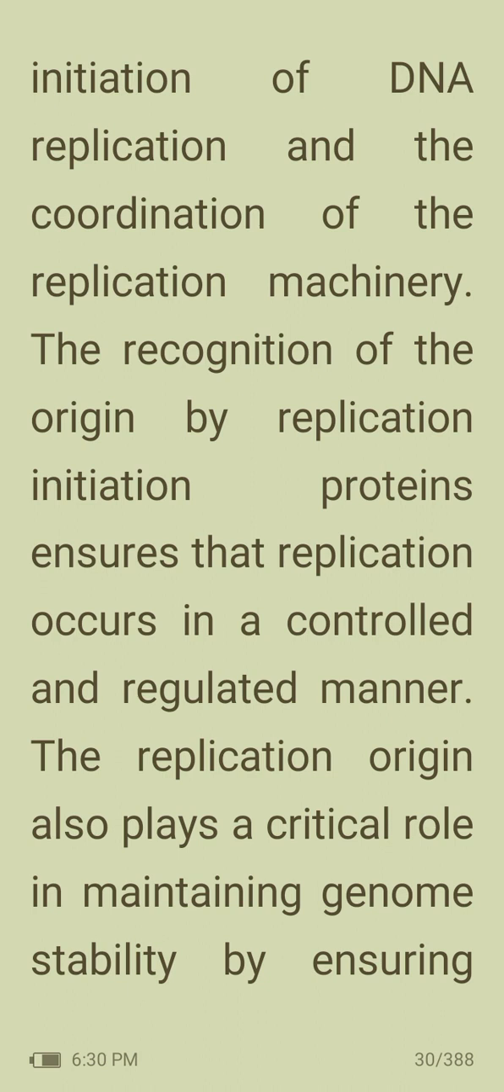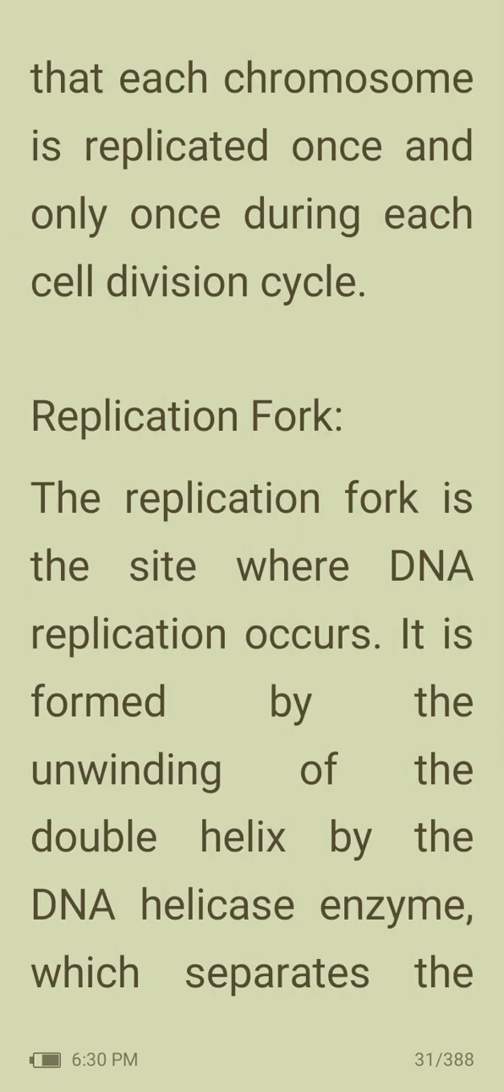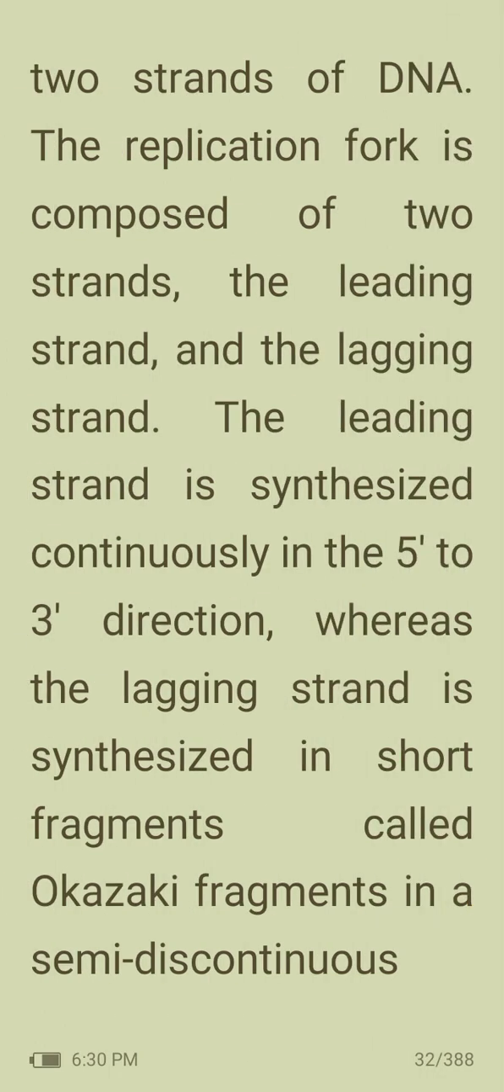The replication origin also plays a critical role in maintaining genome stability by ensuring that each chromosome is replicated once and only once during each cell division cycle. Then replication fork. The replication fork is the site where DNA replication occurs. It is formed by the unwinding of the double helix by a DNA helicase enzyme, which separates the two strands of DNA. The replication fork is composed of two strands, the leading strand and the lagging strand.